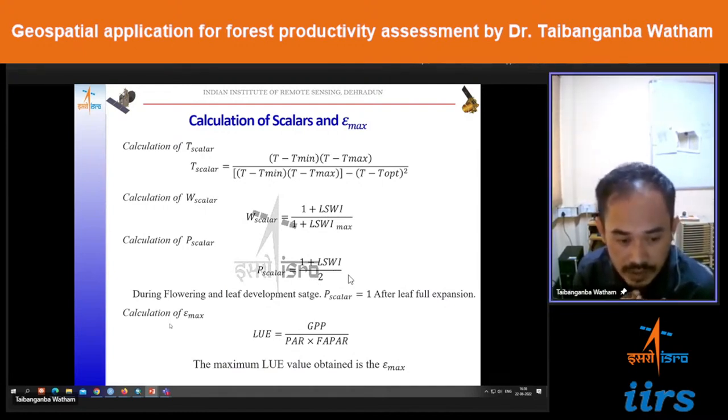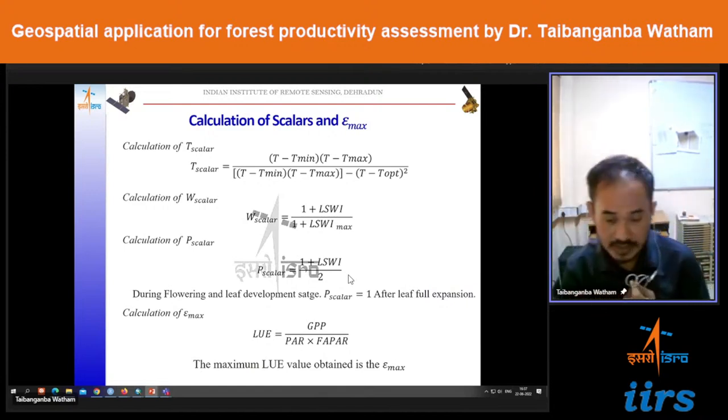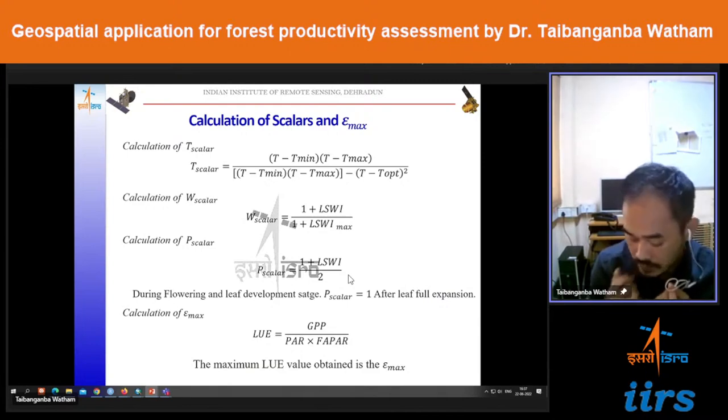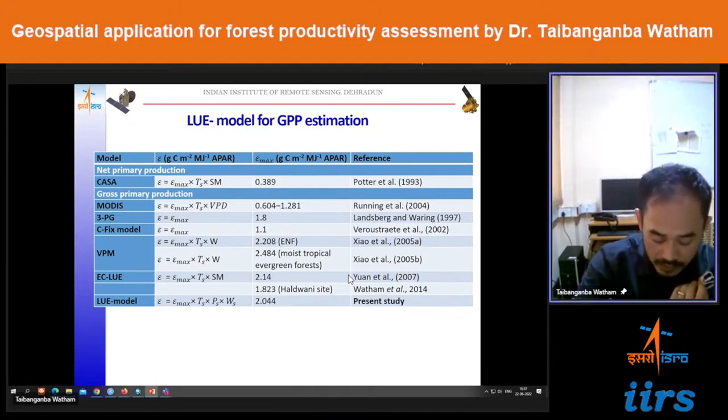For the estimation of the Emax, we have the LUE or the EG seasonally on a daily basis. We can calculate it, and the maximum value that we observe in a year, or that we fix, is the Emax for a particular vegetation type. Once we have the Emax, it is very easy to work with the light use efficiency model. All the accuracy that we are going to get from the light use efficiency model depends upon the calibration and proper parameterization of the Emax value and the T optimum value.